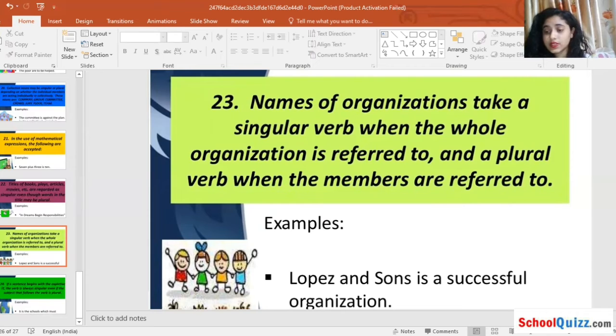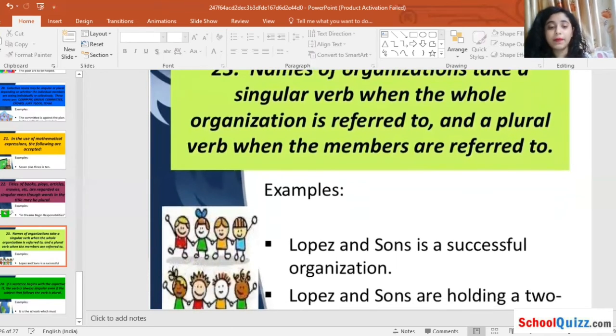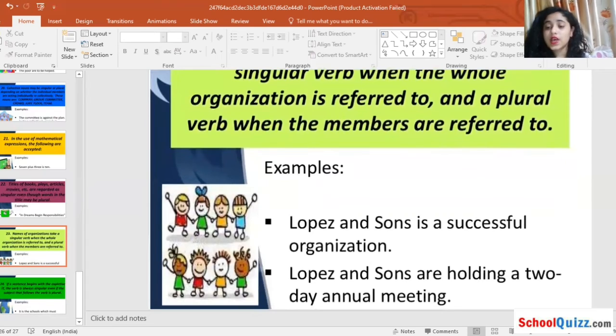So Lopez and Sons is a successful organization. It is a company's name. Lopez and Sons are holding a 2-day annual meeting. Why? Because the meeting is for all the members. That's why it will be included as plural. Okay, plural.